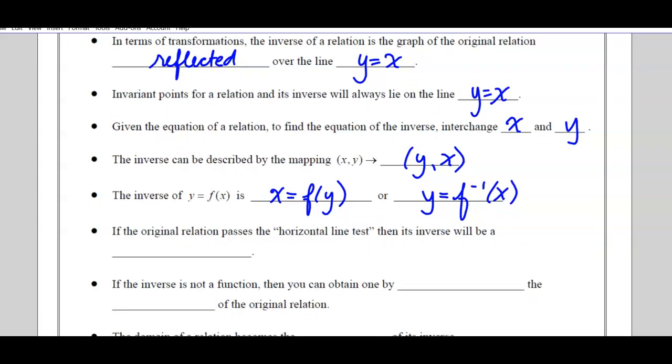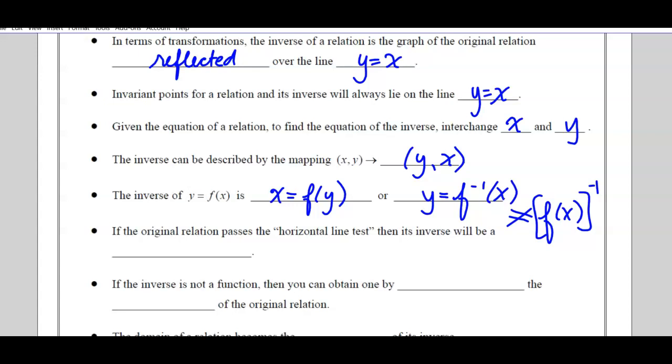If you want to show the reciprocal of f of x, it would be f of x to the power of negative 1, with brackets. So that's different from f inverse of x. That is completely different.